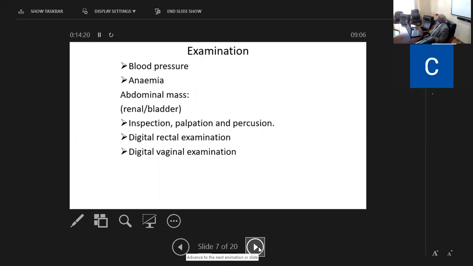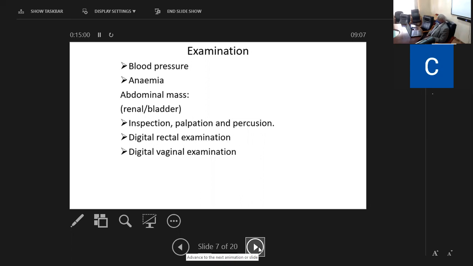Abdominal mass, you may palpate the bladder, suprapubic, or renal angles, lumbar regions, you may palpate kidney on each side because they are obstructed. Bladder and the kidneys may enlarge. So on inspection, you may find there's distension in the lower abdomen. On palpation, there's a mass, palpable. On percussion, there's a dullness over the mass because it's filling with fluid.